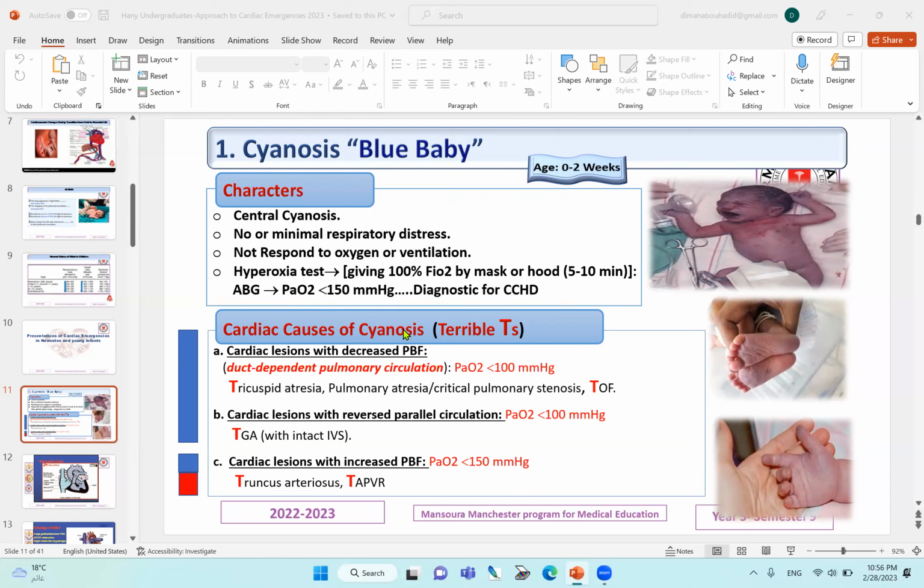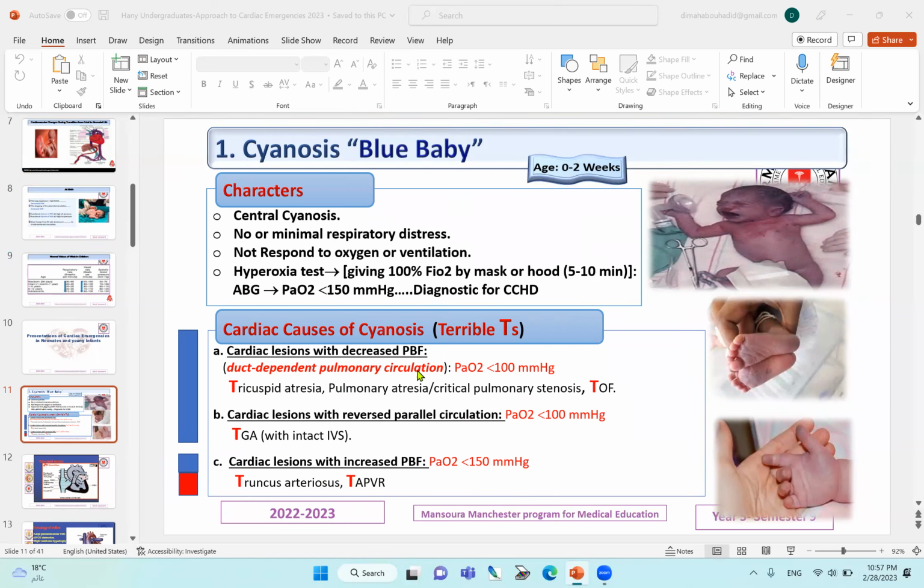What are the cardiac causes of cyanosis in the neonate? As you see, they are named the triple T's because most of them begin with the letter T. First, cardiac lesions with decreased pulmonary blood flow, and as we know, with decreased pulmonary blood flow the pulmonary circulation is duct dependent. There are tricuspid atresia, pulmonary atresia, critical pulmonary stenosis, and tetralogy. Another cause is cardiac lesions with reversed parallel circulation, as happens in the TGA, and the third cause is cardiac lesions with increased pulmonary blood flow, where there is truncus arteriosus or total anomalous pulmonary venous return.